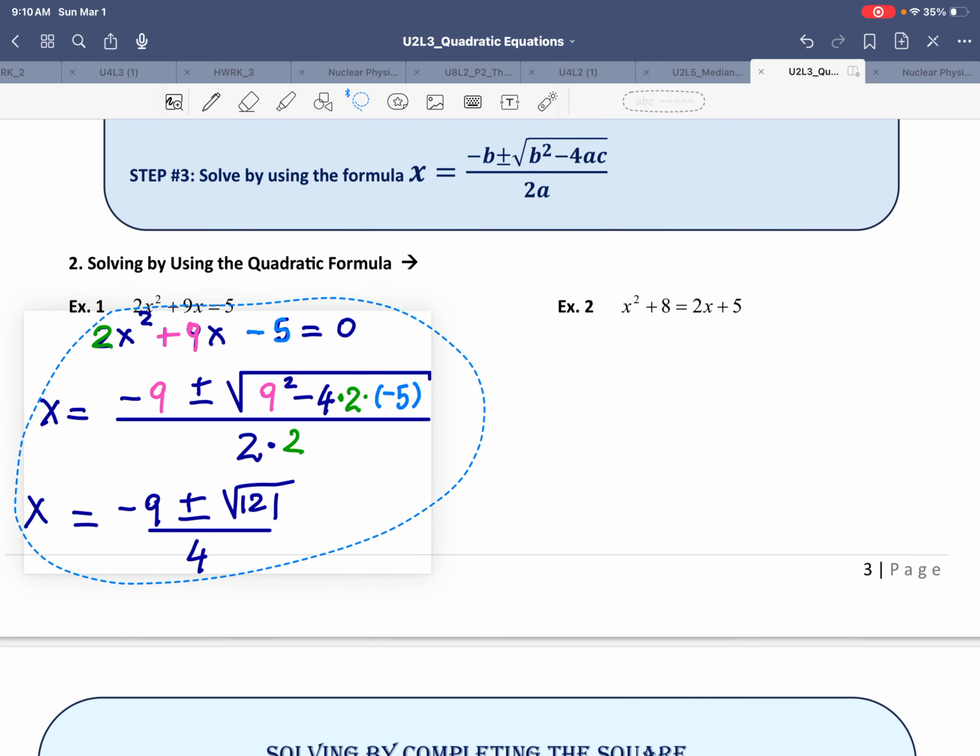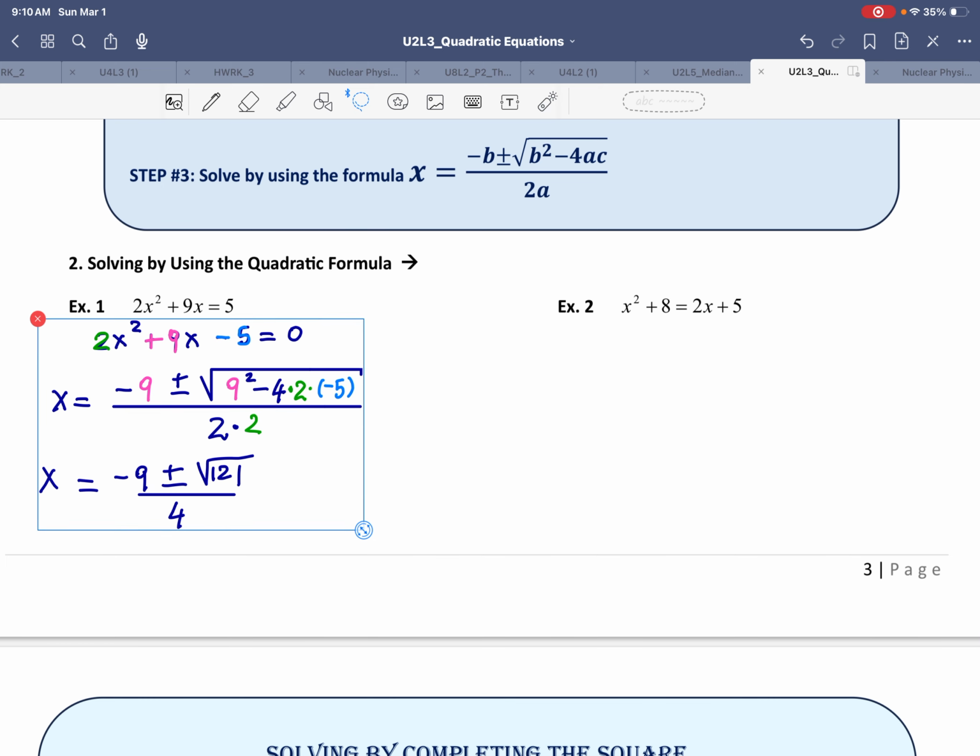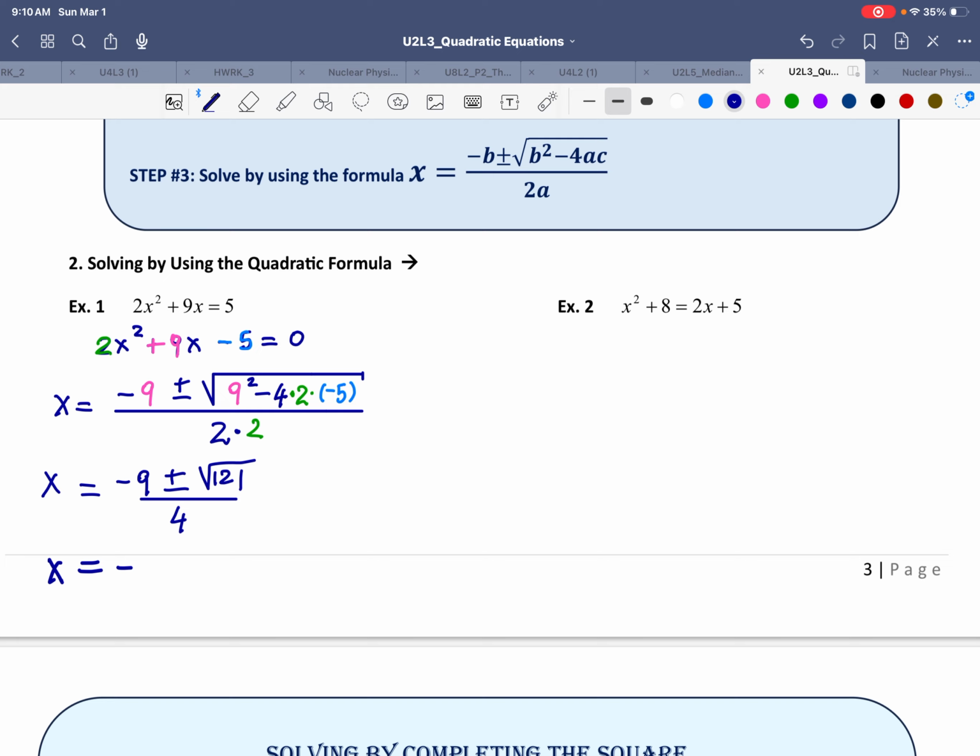Sorry, I keep running out of space. And we have negative 9 plus or minus. Fortunately, this is going to be a perfect square, so we can take it out of the root fully, and then we have over 4. Now we are ready to state each solution. We're going to say that x1 is negative 9 plus 11 over 4, and x2 would be equal to negative 9 minus 11 over 4.